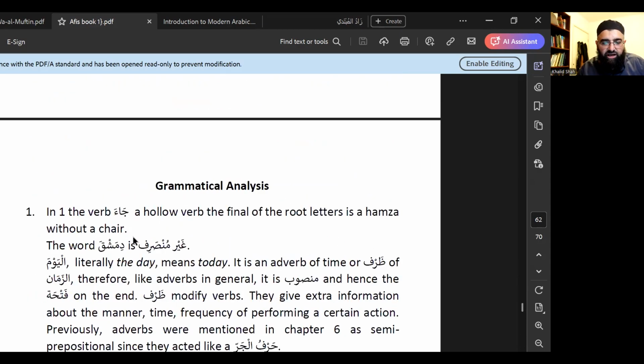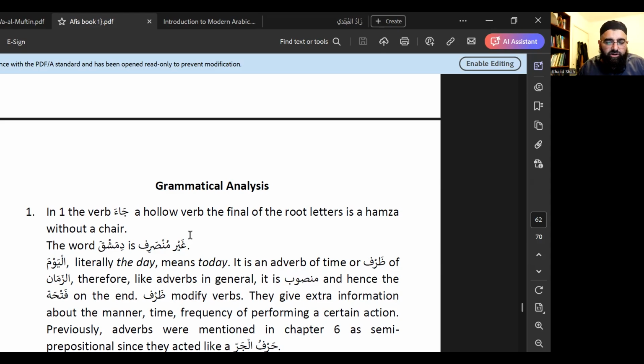In the verb ja'a, the hollow verb, we say ja'a, like qala, qama, he stood, right? So ja'a, he came, this is madi, like nasara. It's a hollow verb because it's got an alif in the middle. It doesn't have the pattern of nasara. So the final of the root letters is a hamza without a chair. Hamza without a chair means just the hamza by itself.